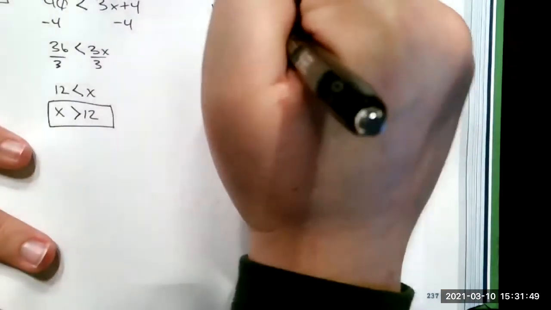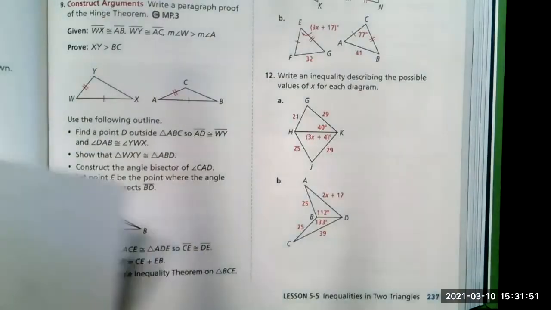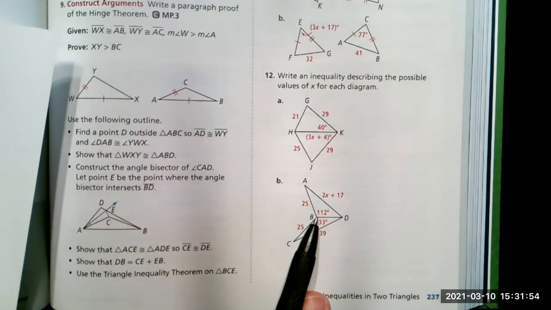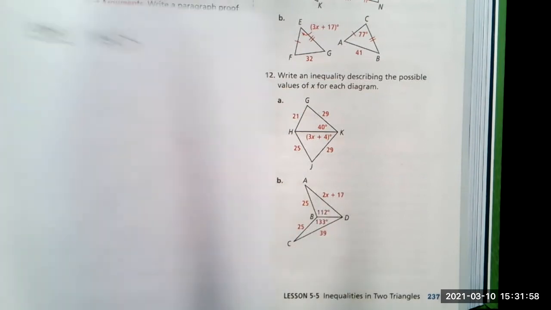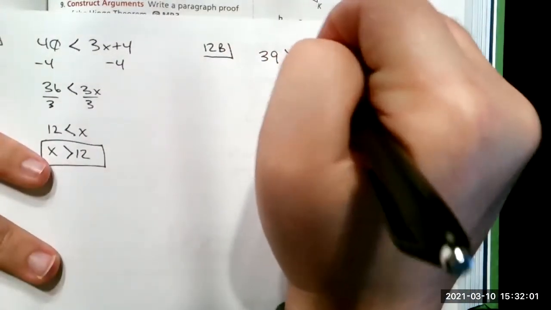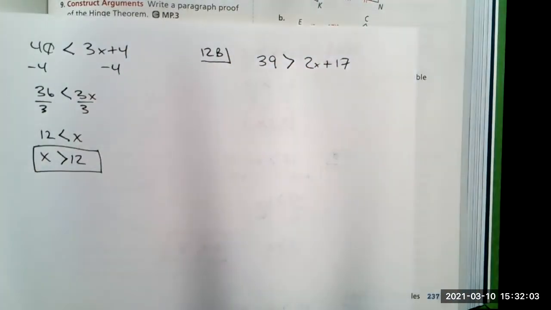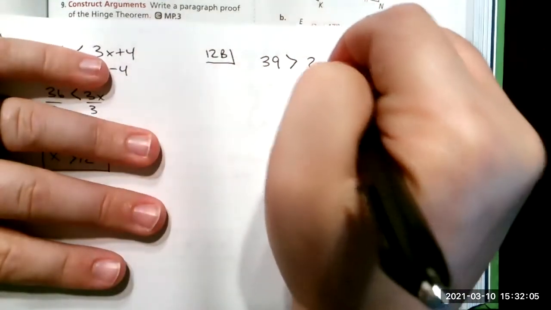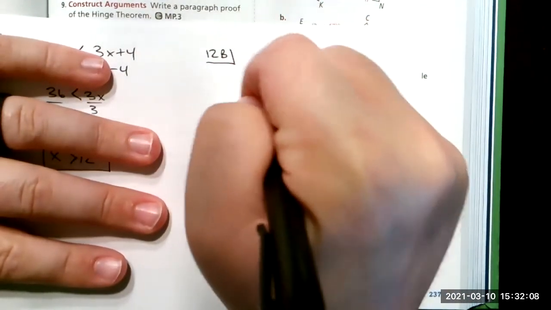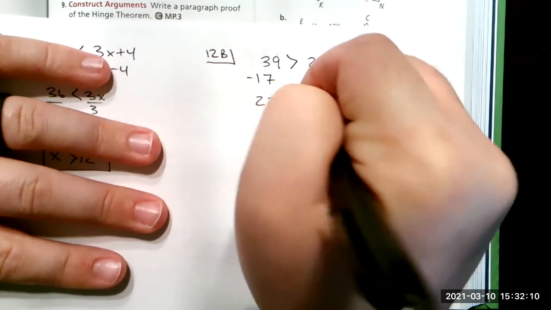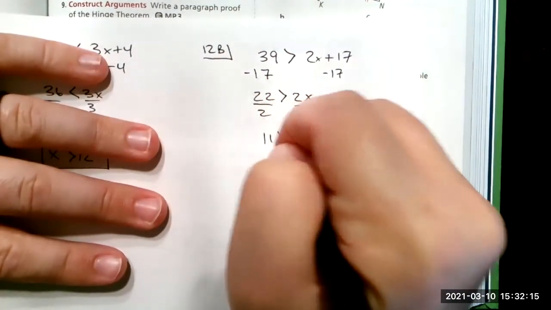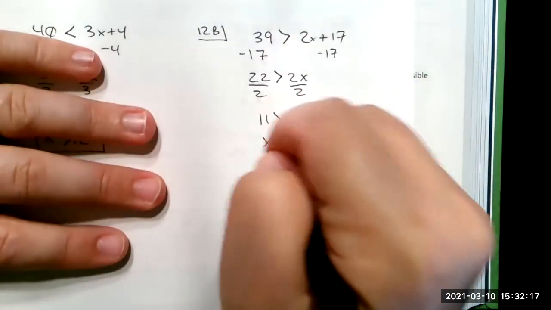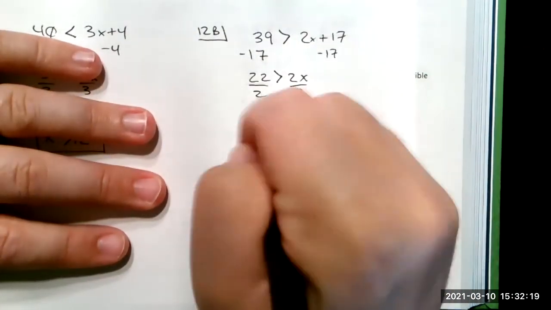So 39 has to be greater than, this smaller angle. So the opposite of this is the shorter side, 2x plus 17. Now we have an inequality. Go ahead and solve it. Subtract 17 from both sides. That's 22 is greater than 2x. Divide both sides by 2, and I get 11 is greater than x, or x is less than 11.